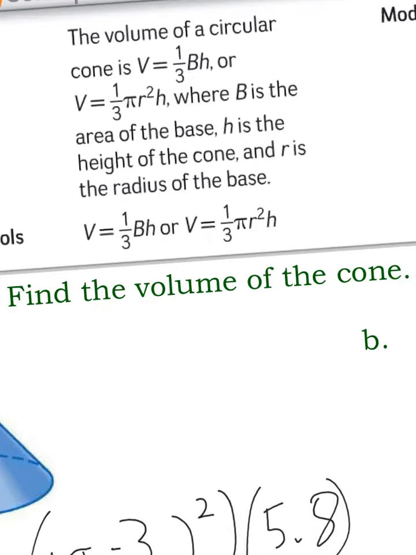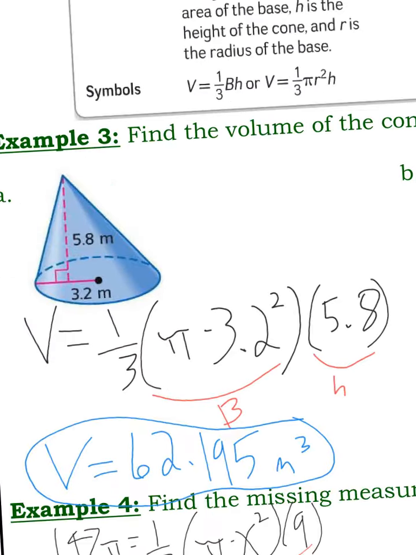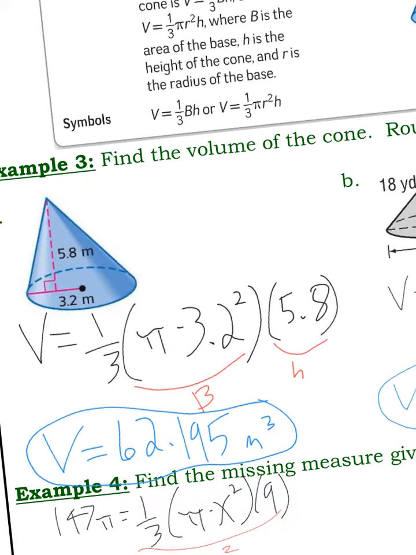So if you don't remember, the area of the base is always going to be a circle for a cone, so that's pi r squared. So there's your formula. For this first one, 1/3 times pi times 3.2 squared times 5.8. And pi r squared was pi times 3.2 squared. That's the area of the base.